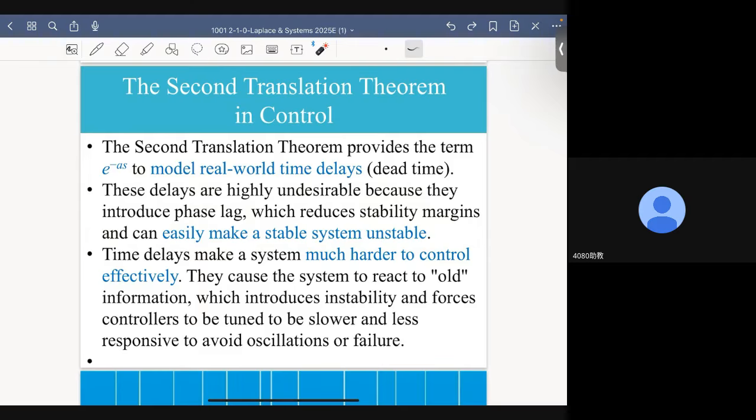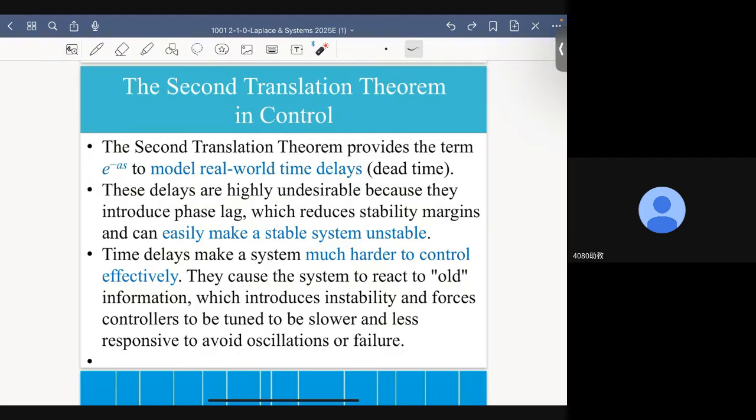Why? Of course, there are some mathematical proofs to demonstrate that this is the case. But think of it physically. Time delay makes a system much harder to control effectively. They cause the system to react to old information. To control something, you have to do it in real time. You have to perform your control operation based on the newest, most recent information about the system.